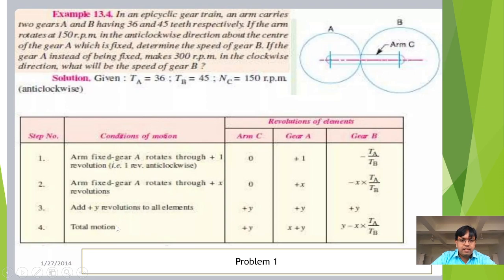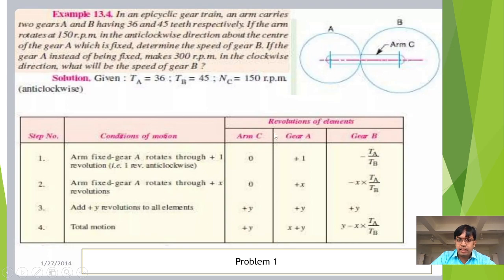The second column of the table consists of this first one. We assume that the arm C is fixed, and gear A is rotated. You can ask me whether I need only rotate gear A. Can I rotate gear B instead of rotating gear A? Yes, you can do it also. By fixing the arm C, you can rotate gear B also, or you can rotate gear A. So here I am starting from gear A.